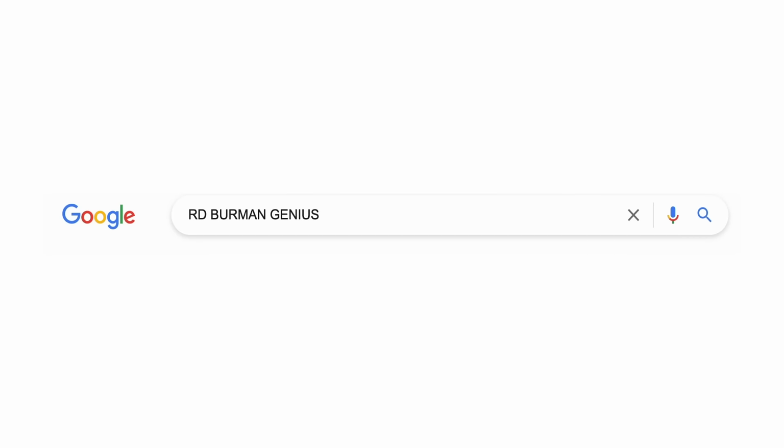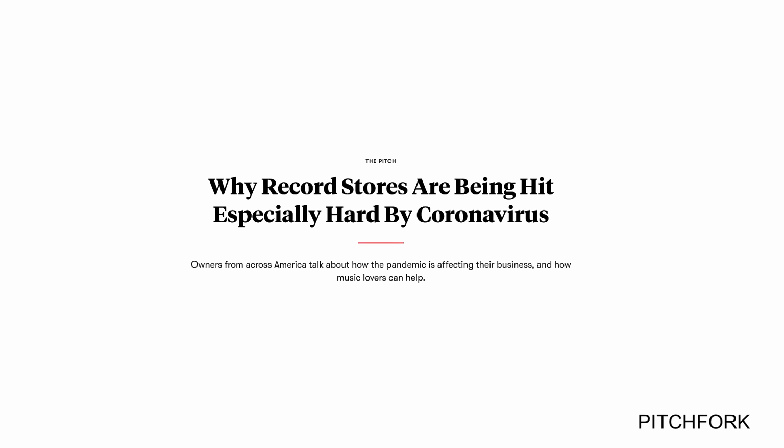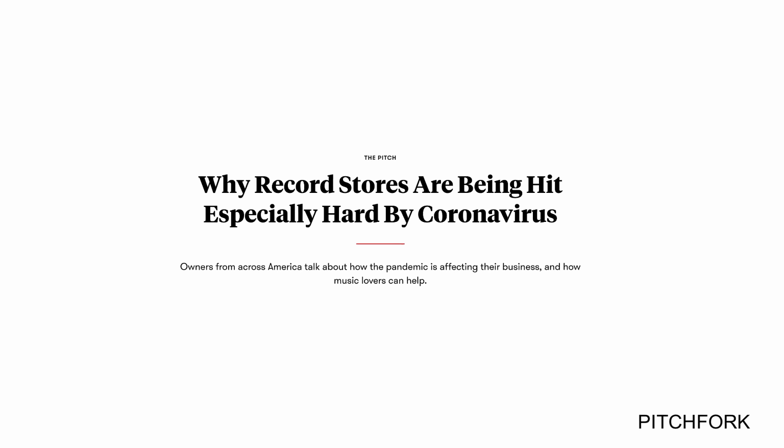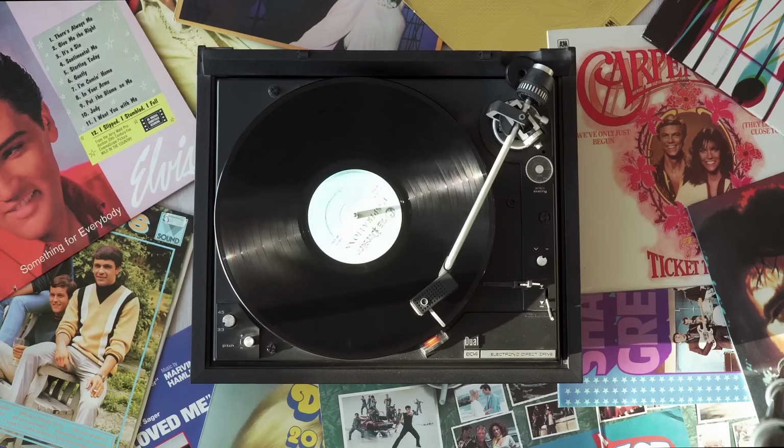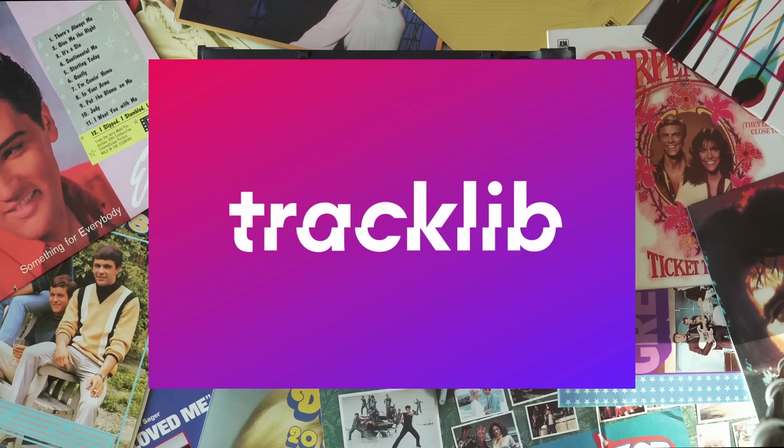Put it this way, record store shops have been closing in record numbers. Berwick Street in London was once called Record Street, but that's not the case anymore, with only a handful of shops like Reckless Records still existing. If you want to go crate digging, you have to go online, and Tracklib is providing that service. It's sampling heaven, and it's going to really help make your track stand out.